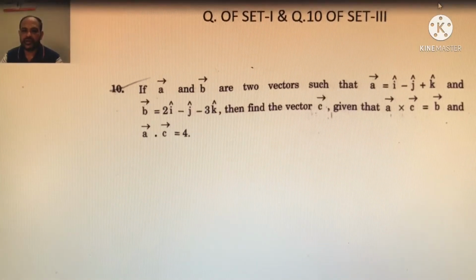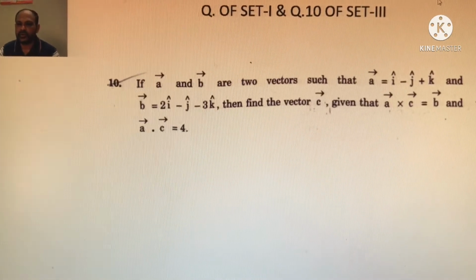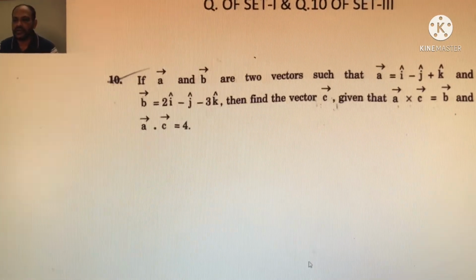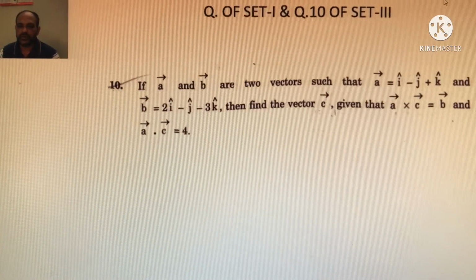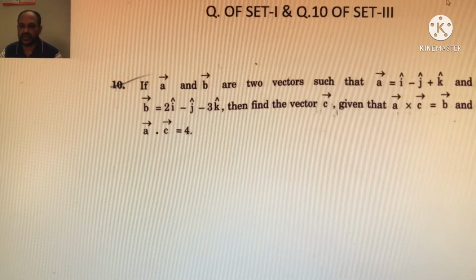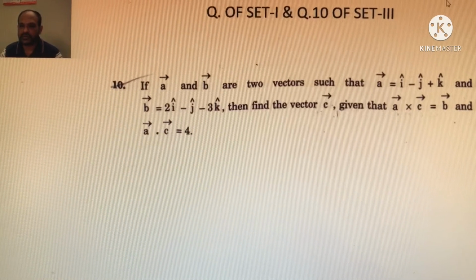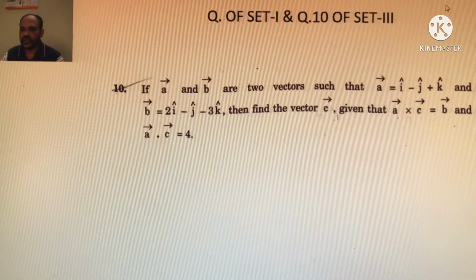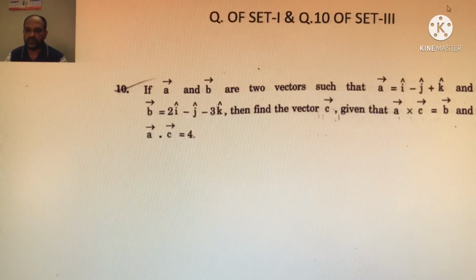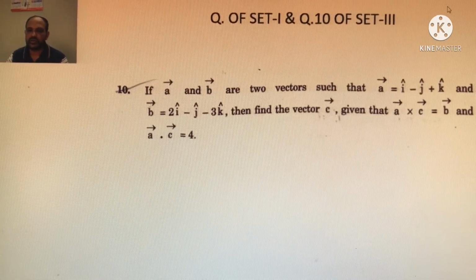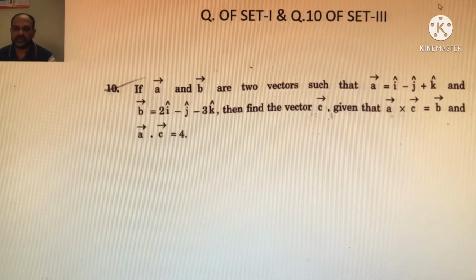Next question is, if A and B are two vectors such that vector A is equal to i minus j plus k and vector B is equal to 2i minus j minus 3k, then find the vector C given that A cross C is equal to B and A dot C is equal to 4. This question is in question number 10 of set 3.